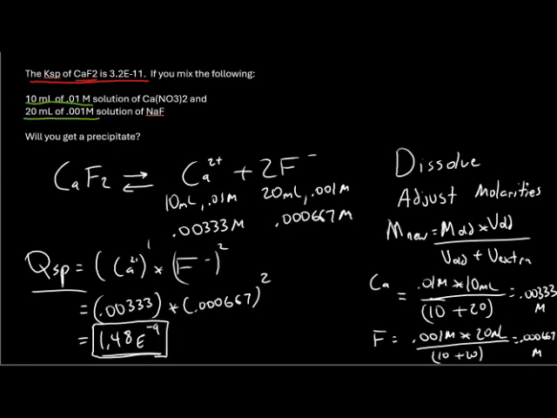Now that we have our Qsp, here are the guidelines to figure out if we make a precipitate. If Qsp is greater than or equal to Ksp, we will have a precipitate. However, if Qsp is less than Ksp, you'll have no precipitate.